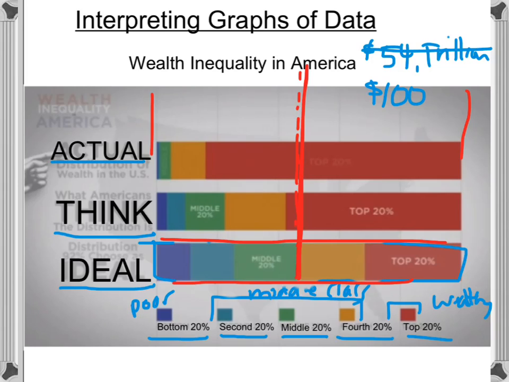So if America only made $100 every year, then the wealthy own more than 50% of that $100. They own more than $50. Whereas the three middle classes own probably together less than 50%, right?